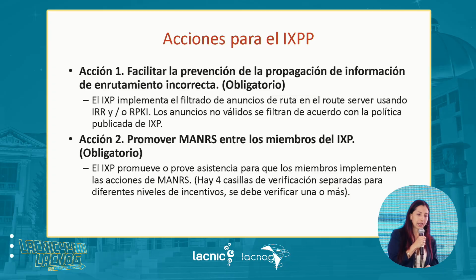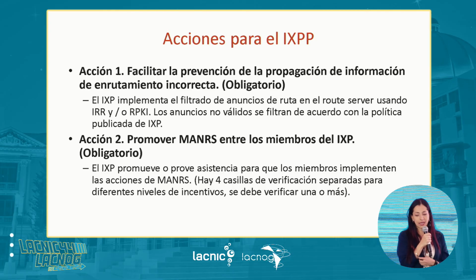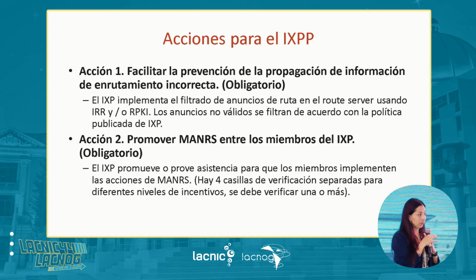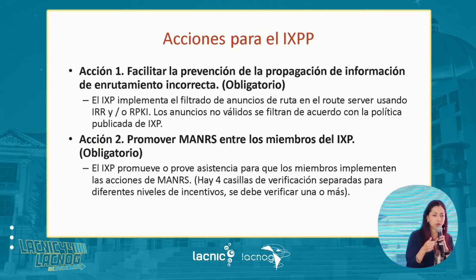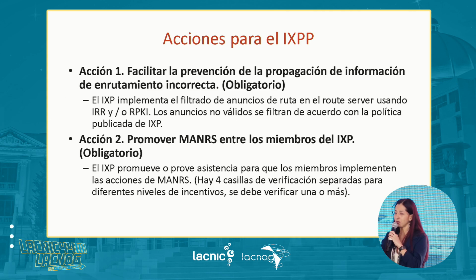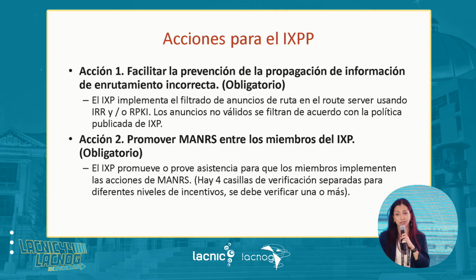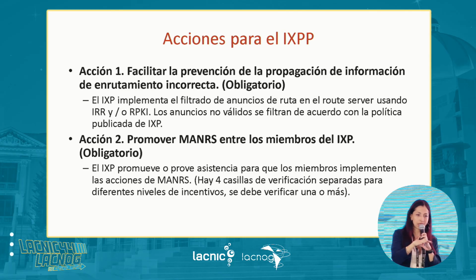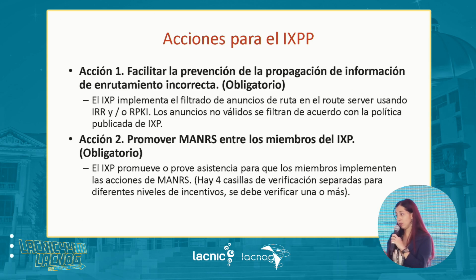So in Action 2, they promote MANRS between the members of the IXP. The IXP promotes or improves assistance so that the members implement the MANRS actions. Based on the monitoring of the IXP, the organization has the information of the traffic of all the members that are connected. They have the information in that route server. I don't know whether you remember the topology that Guillermo showed. Now there are no BGP sessions between each of the members, but there's a relation, and we get the routing table of the different members, and there we will implement the validation. And in those routes that we have centralized in that route server, we'll be able to see the validation states, and based on that, we'll be able to establish the filtering policy.